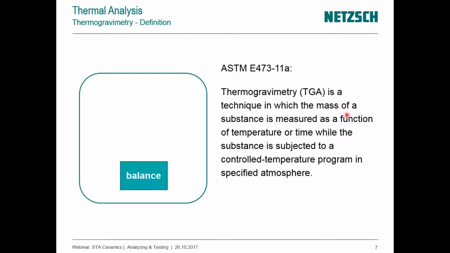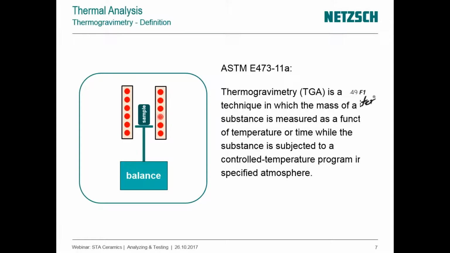So if you are maybe not familiar with these two techniques, please let me shortly explain them to you. First of all, thermogravimetric analysis. In thermogravimetric analysis, we are analyzing the mass of a substance, which is measured as a function of temperature or time, while the substance is subjected to a controlled temperature program in a specific atmosphere.